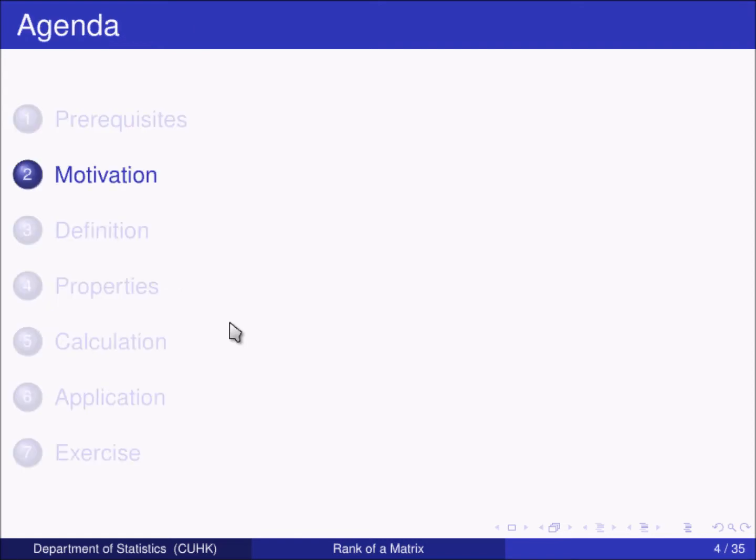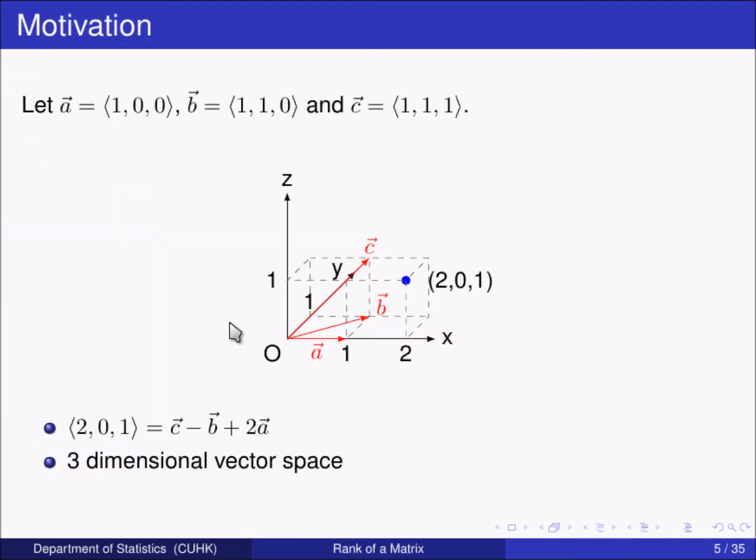The rank of a matrix has several definitions, but instead of going straight to them, let's consider the following problem. Suppose we have three vectors, A, B, and C, in a three-dimensional space. The question is, can we reach every single point in the XYZ space by using just these three vectors in some linear operations? The answer is yes. Let's say the point 2, 0, 1. We can reach there by subtracting B from C, then adding twice A.